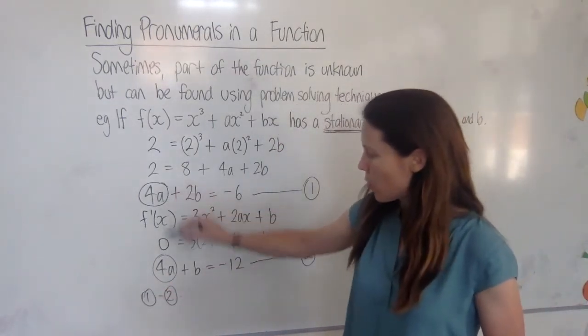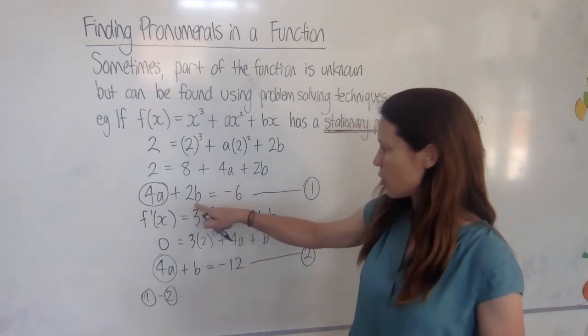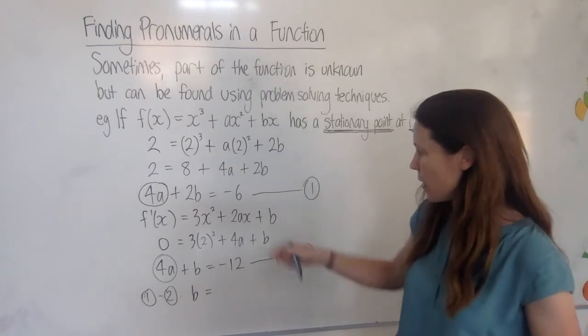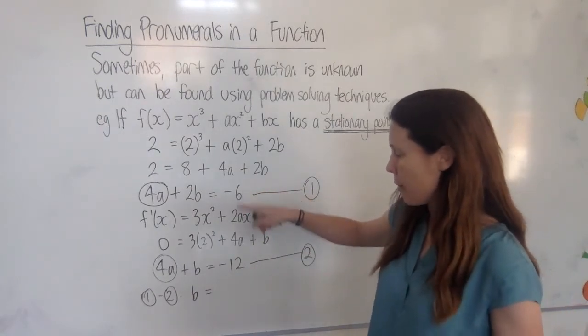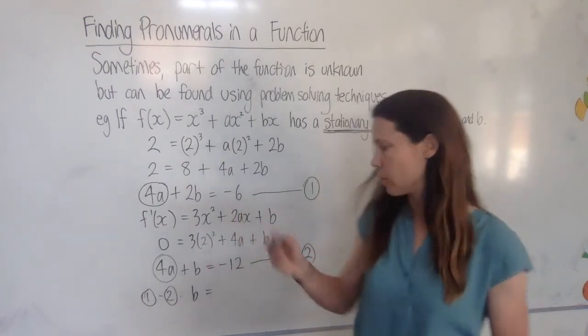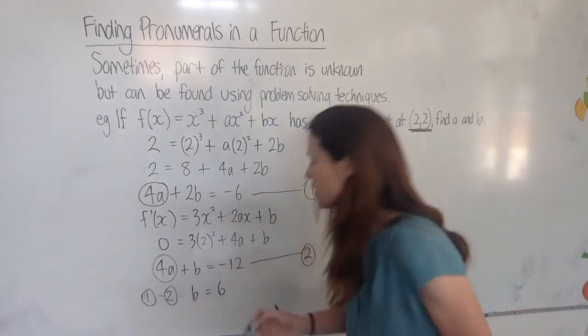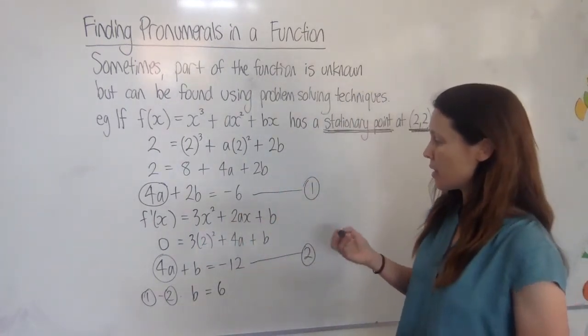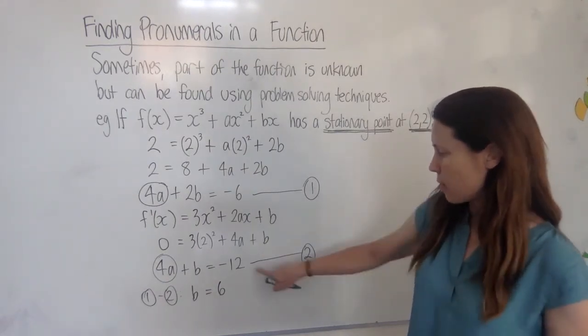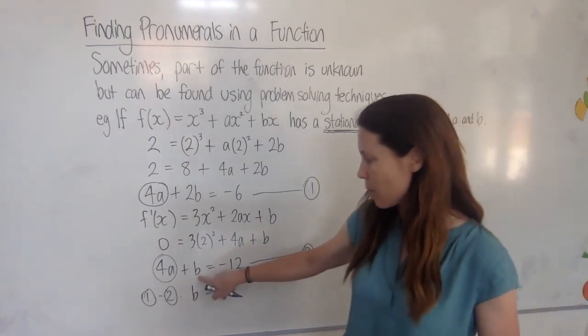4a minus 4a is nothing. 2b minus b is b. That's worked out easily. My answer is just going to drop out. And minus 6 minus 12, that's minus 6 plus 12, and that will give me just 6. Now that I know that b equals 6, I can sub that into either of these two equations to find a. This one looks the easier one to work with because the b is by itself.